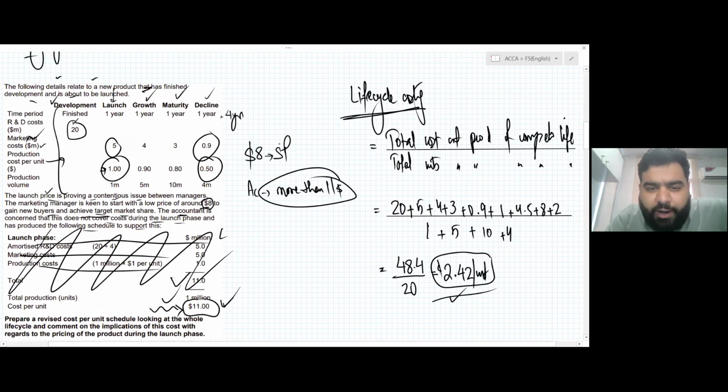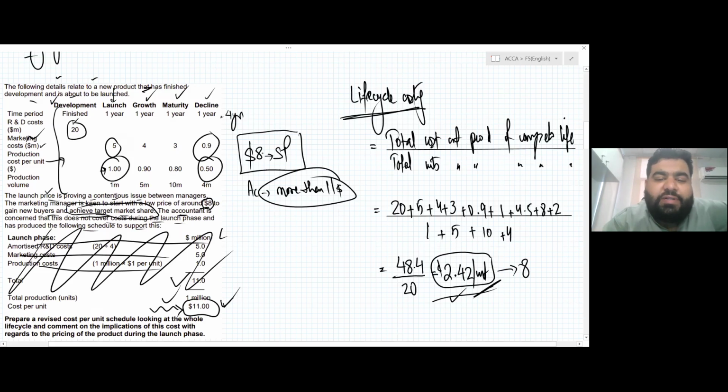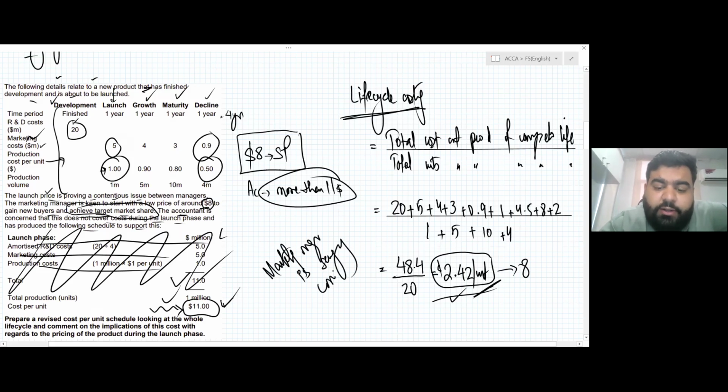So here, the marketing manager said that if you sell for 8, you can gain the market share, like you can gain customers easily. So it's very good that selling for 8, against a product cost of 2.42, is very good. So we will say that the marketing manager is saying correct. In this, there is a lot of difference: 2.42 and 8, a lot of difference.